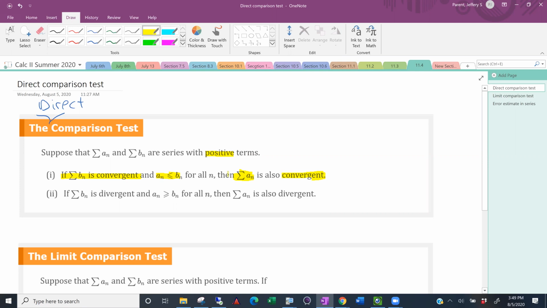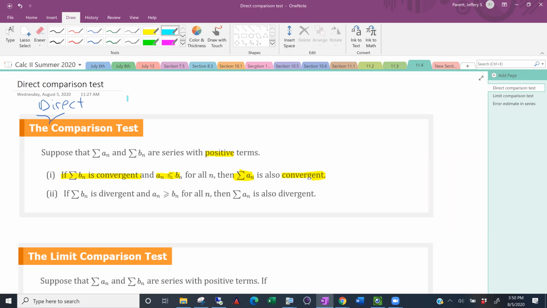So if you can find a series that you know is convergent, that's bigger than the one you're looking at, then you can say, all right, well, by comparison, then the series for A has to converge. Now it has to be in the right direction. The series for B has to be bigger than the series for A, and B has to be convergent.